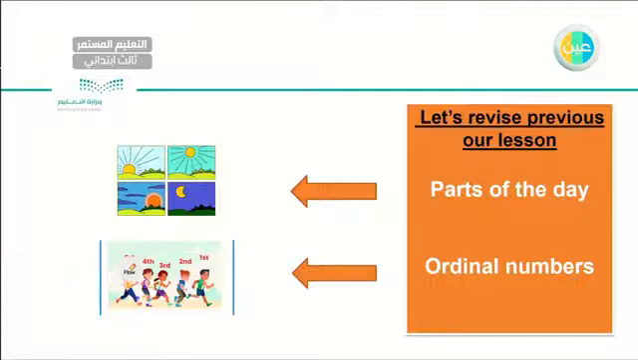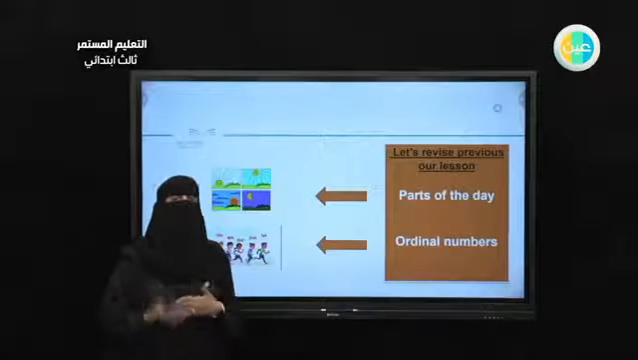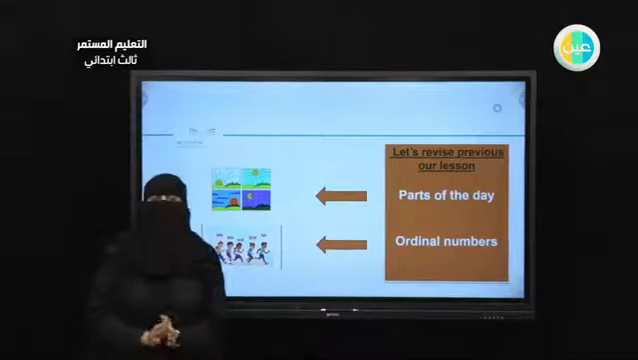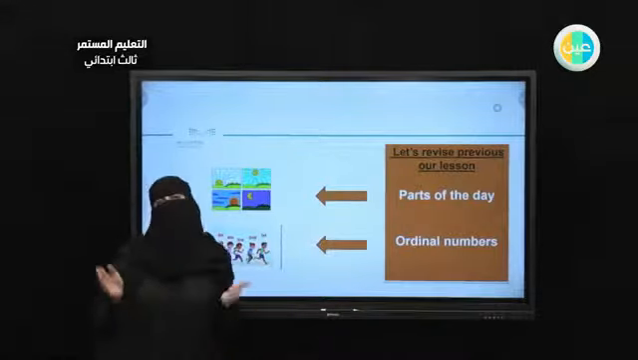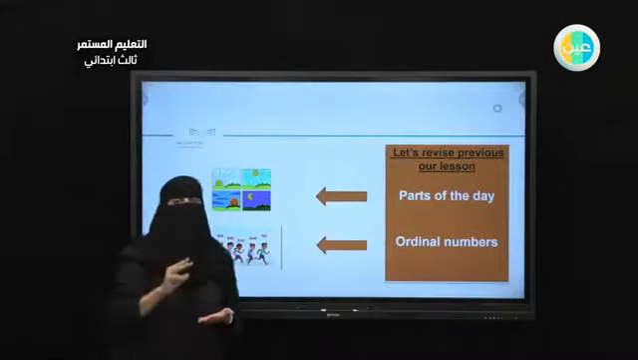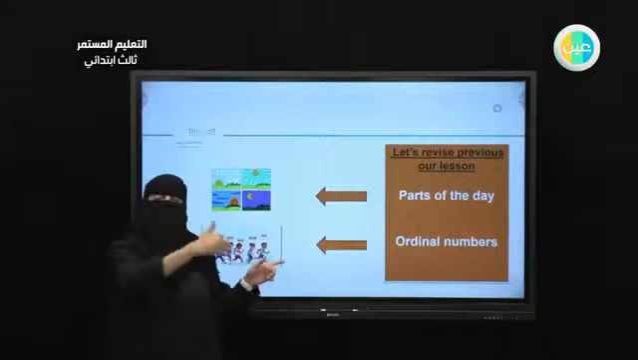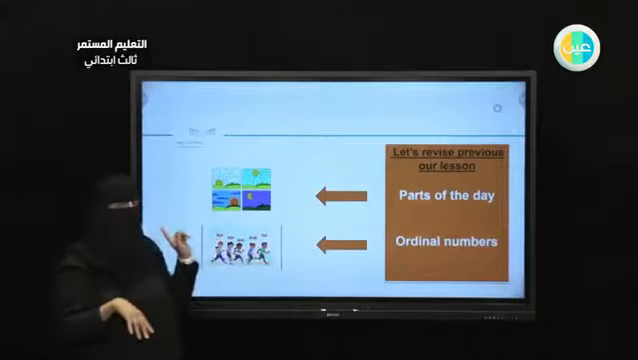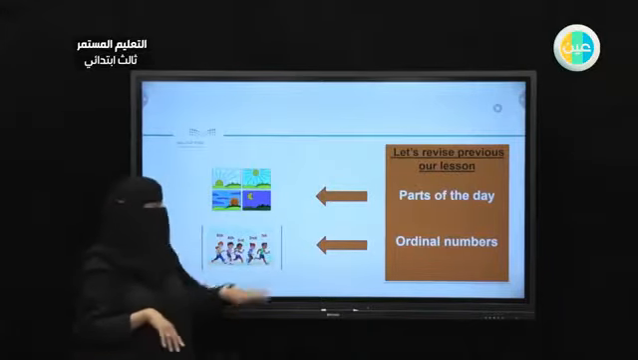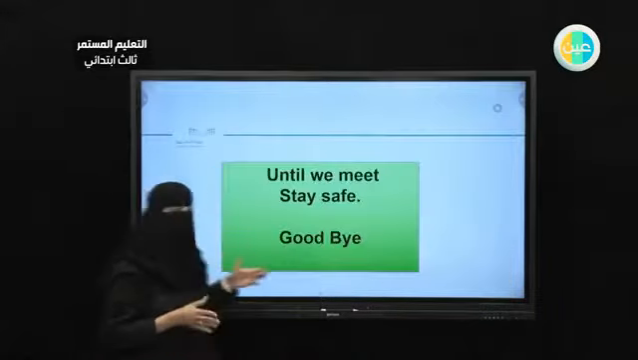So, let's try to remember what we've learned in this lesson, my dear student. We introduced parts of the day and we learned how to greet, like saying good morning, good afternoon, good evening, and good night. Also, we introduced ordinal numbers, and they are different from the numbers that we call cardinal numbers. We don't say 1, 2, 3 when we want to indicate position, okay? But we say first, second, third, fourth, and fifth. So, that was our lesson today.